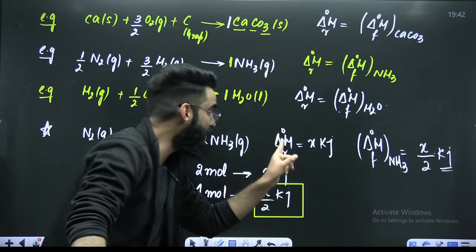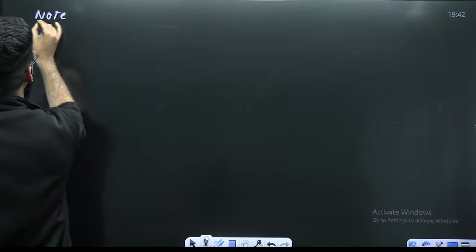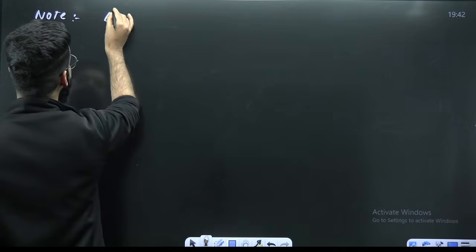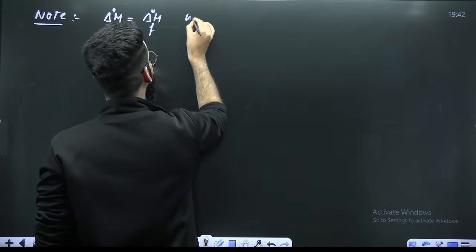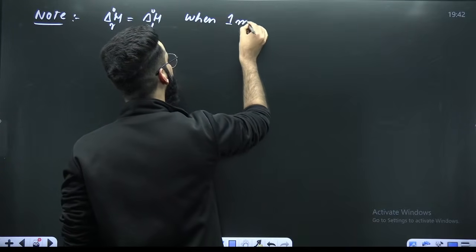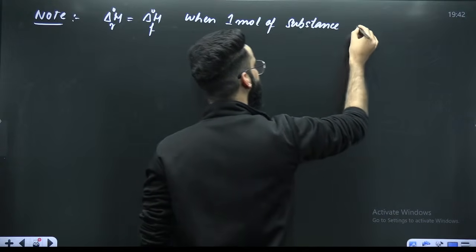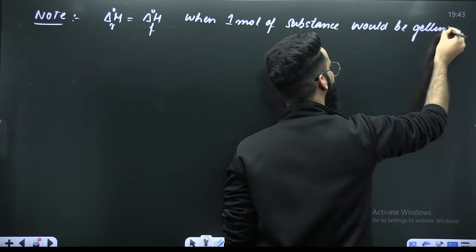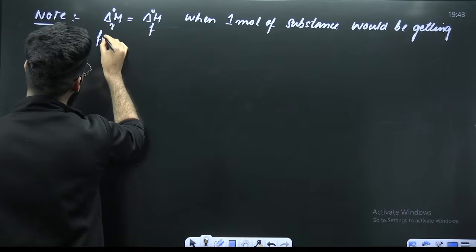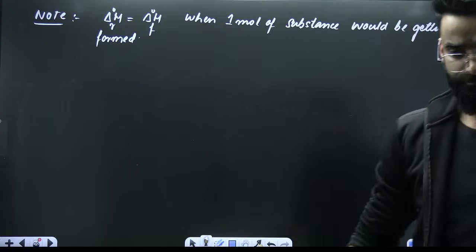At this point, was the enthalpy of reaction equal to the enthalpy of formation? No. So can I generalize a statement? Can I say the enthalpy of the reaction and the enthalpy of formation can only be equal when 1 mole of the substance would be getting formed from its elements, which would be present in their standard states? Is this statement clear?